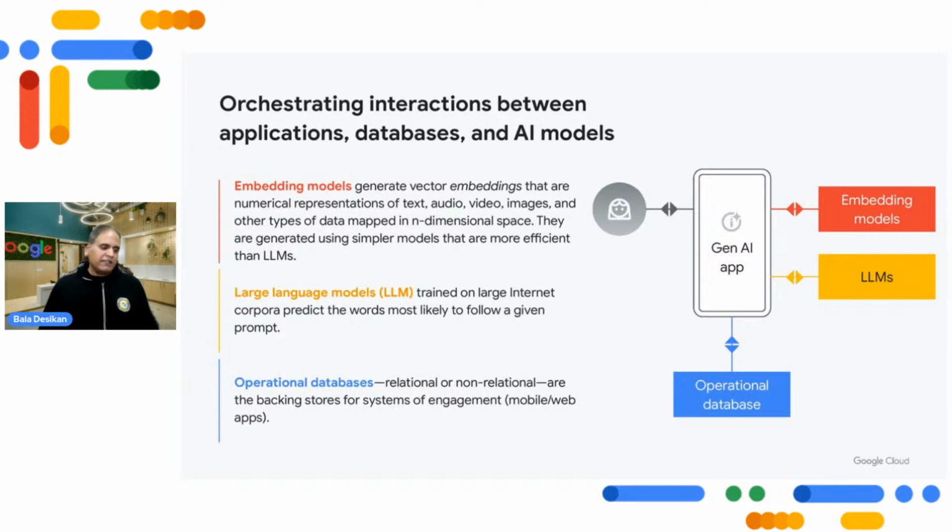Now, the idea here is you are basically orchestrating interactions between your applications, database, and AI models. So on the picture there, what you see is a Gen AI application. It can be any application, not specifically a Gen AI application, right? So you want your application to interact with the embedding models, the LLMs, and your operational databases, right? Your operational databases are the backing stores for systems of engagement, your mobile web apps. And the LLMs are foundational models trained on Internet corpora, and they can predict the words that are most likely to follow a given prompt, right? And then you have your embedding models. These are basically vectors. Probably you are generating these embeddings and having a local embedding store that you want to integrate your application with, right?